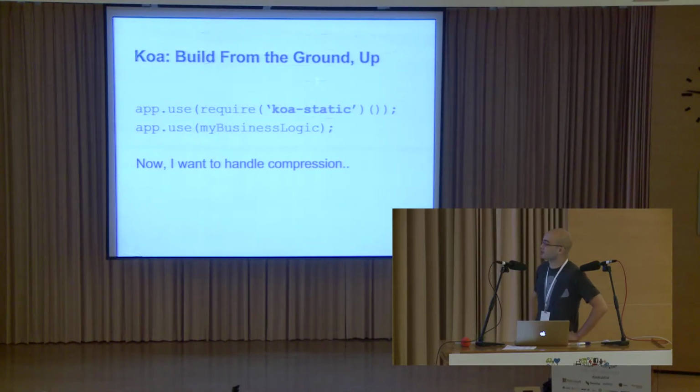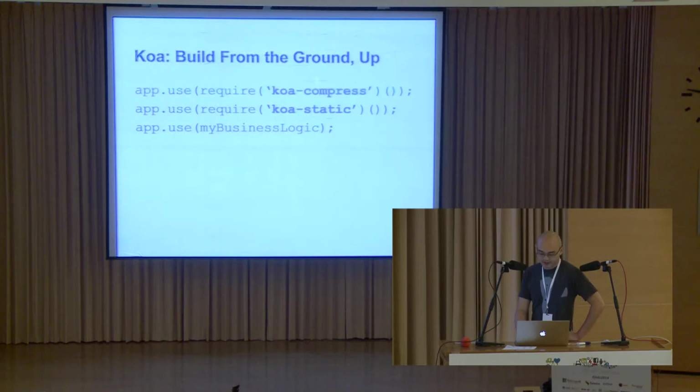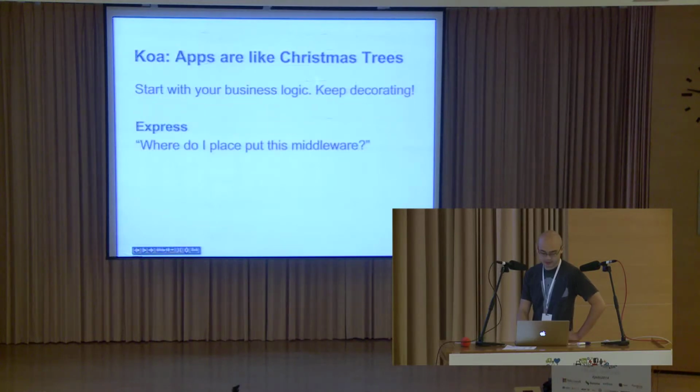Let's suppose I want compression now. I want all my business logic to be compressed, JSON compressed, and I want all my static files to be compressed as well. So what you do is you add another wrapper, another middleware on top of the rest of your app. So this will be your app, and this will be your wrapped app, and compress will wrap both of these middleware. That's how I like to think about building a Koa app.